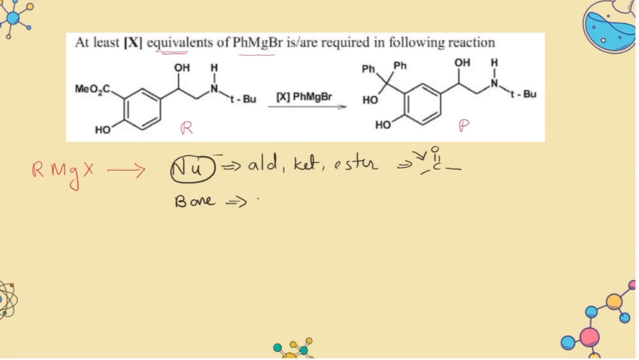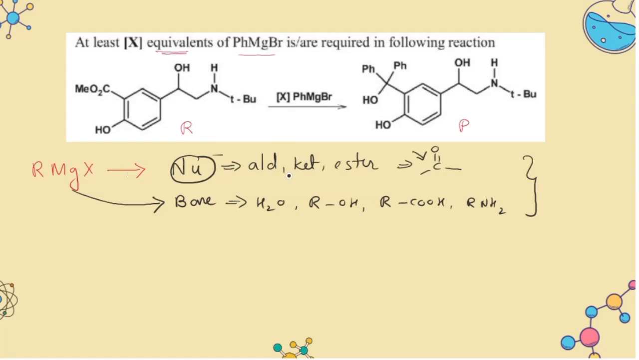Whenever we have water, alcohol, carboxylic acids, or amines, wherever the hydrogen is attached to an electronegative element like oxygen or nitrogen, because these hydrogens are acidic in nature, the Grignard reagent will act as a base. That means it will act as a nucleophile as well as a base. This is very important and you have to remember this.